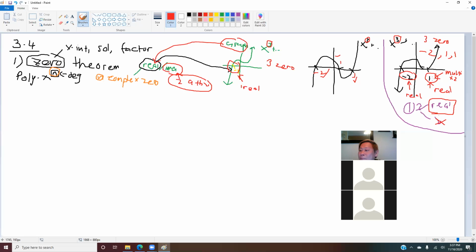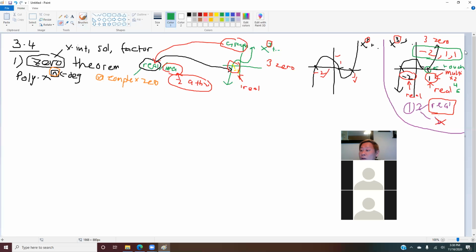Why does this one have a multiplicity of 2? The reason why is because this touches. So every time your graph is touching the x-intercept, the x-axis, it is a multiplicity of 2 or 4 or 6 even. So that's the reason why, when you see this, you will have 3 all real zeros, and the zeros are -2, 1, and 1.